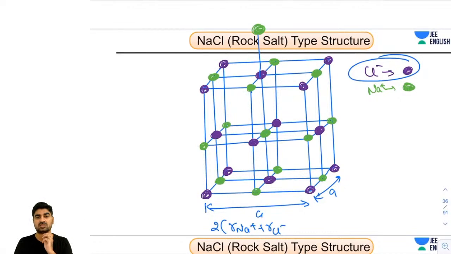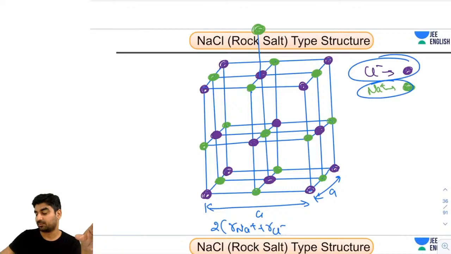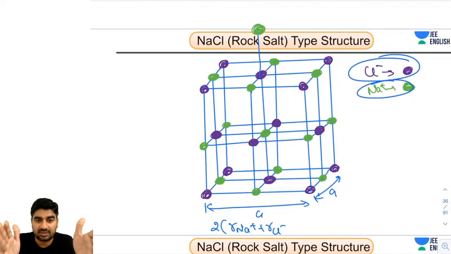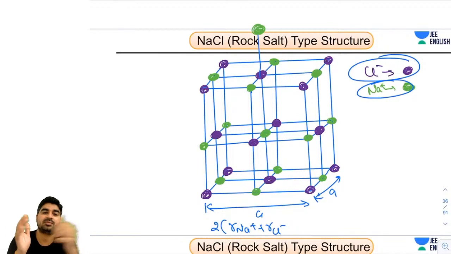In many books or references you will find they will say that Na plus will be present at CCP position and chloride is occupying octahedral void. Actually this is wrong because chloride is large. In octahedral void only a small atom or ion can be there. So yes, you can say they are symmetrical. Either you can say chloride is making CCP or you can say sodium is making CCP. But you cannot say that the larger one is going into voids. It will never go. Right guys?